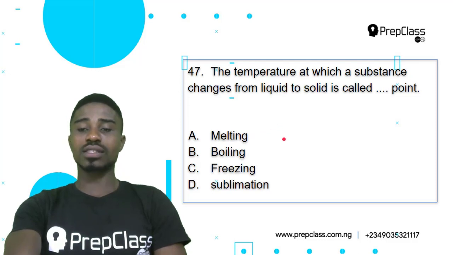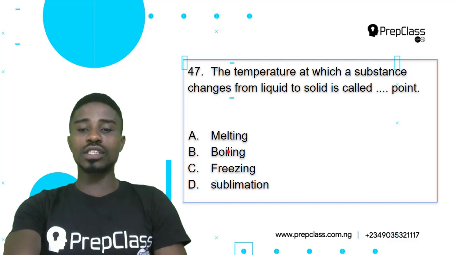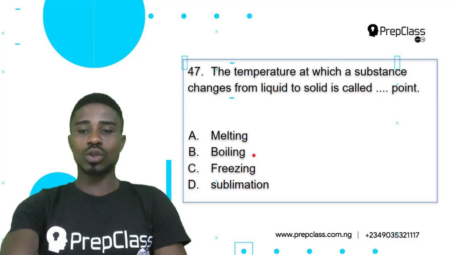Now, we know melting point is that temperature at which a solid changes into liquid. It melts from solid to liquid. So that's not our answer. The boiling point is the temperature at which a liquid becomes a vapor. It vaporizes. So that's also not our answer.